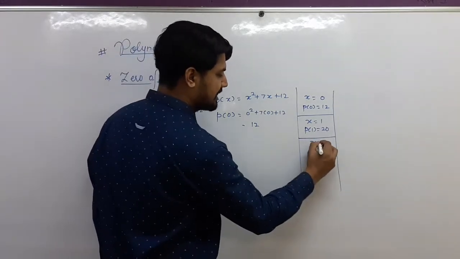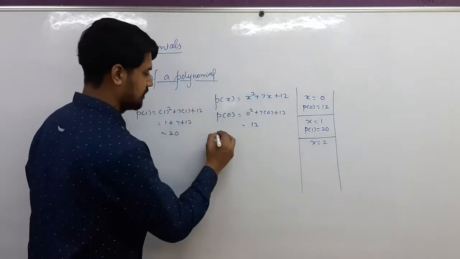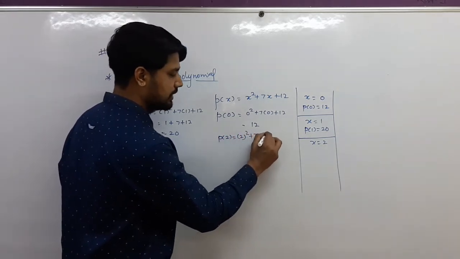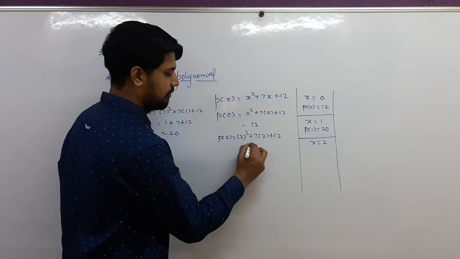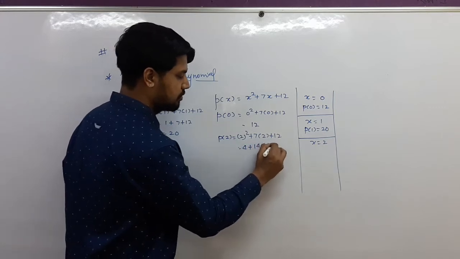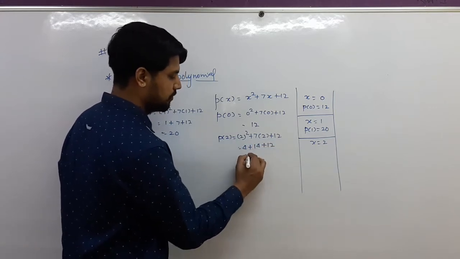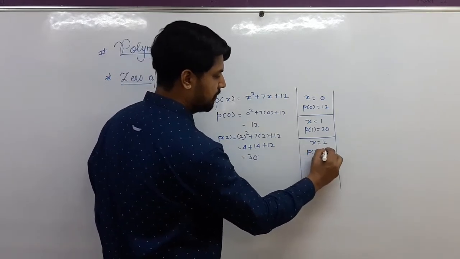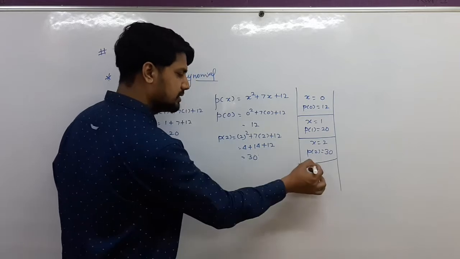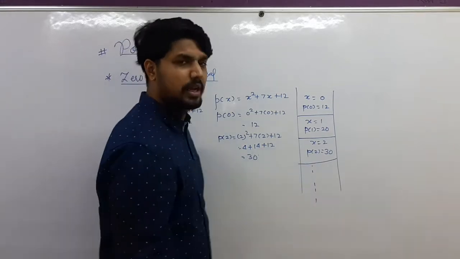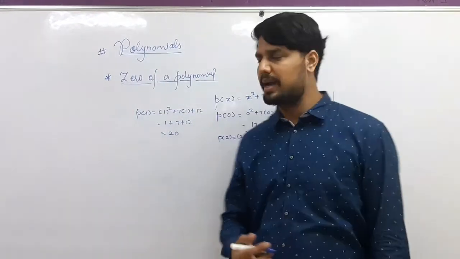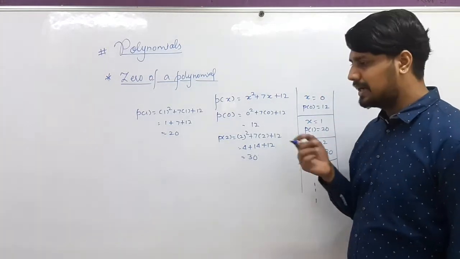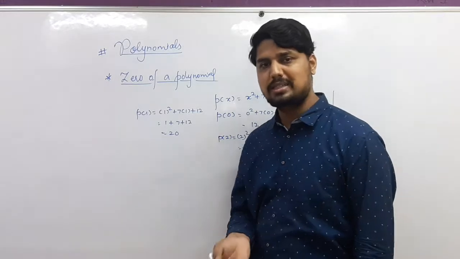Similarly, I can put x is equal to 2. So p of 2 is equal to 2 square plus 7 into 2 plus 12, that is 4 plus 14 plus 12. 26 plus 4 is 30. So when x is equal to 2, p of 2 is 30. And similarly we can put infinite values of x. Now I have taken only whole numbers.